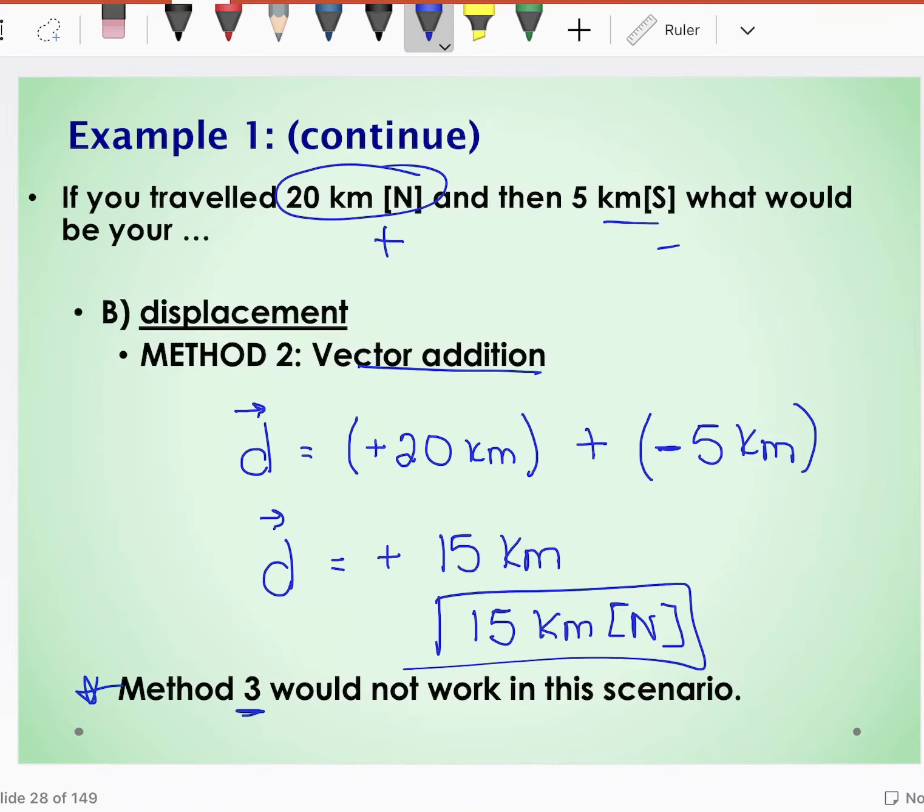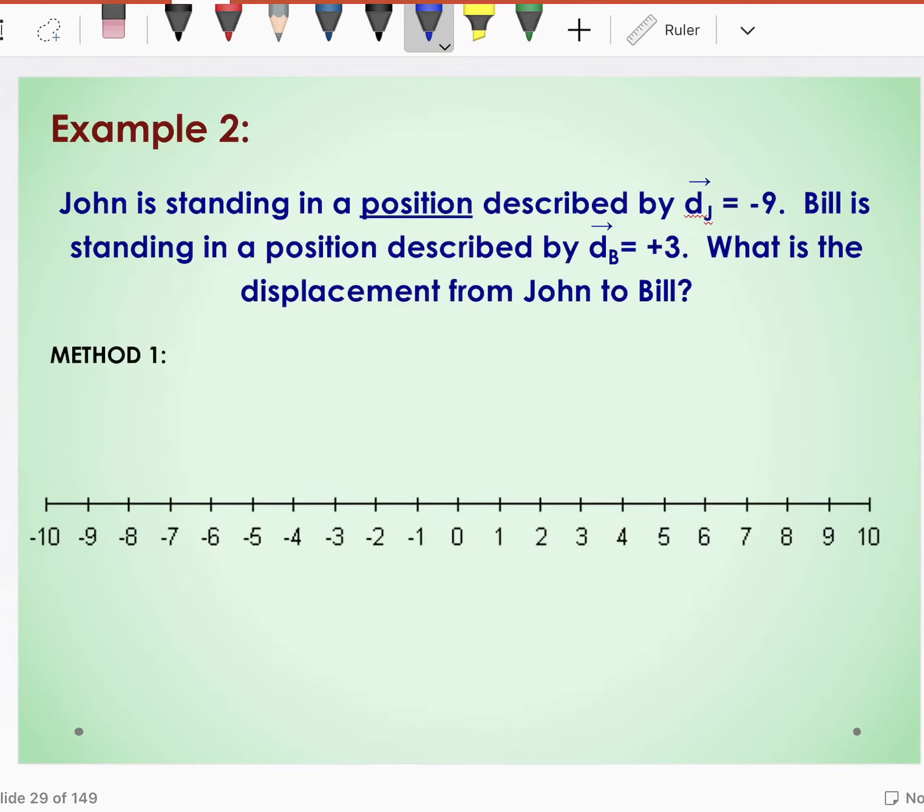Okay, those are not positions, that is just movement. So method 3 would not work. Okay, second example. John is standing at a position described by -9. This is just saying position, and J represents John. So at -9, we have John.